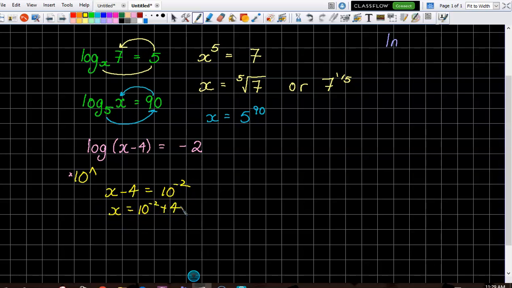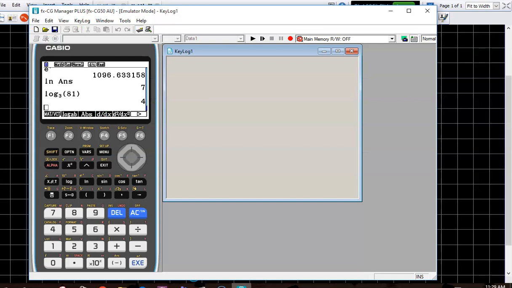And so then, if we have the natural logarithm, it's the same thing. How do I get rid of an ln? Well, instead of 10 to the, it's e to the. They undo each other, right?